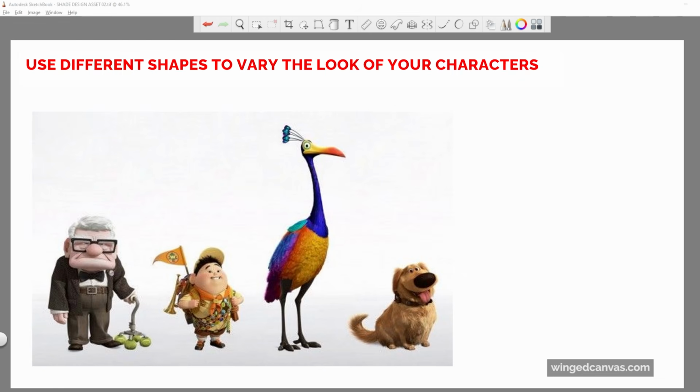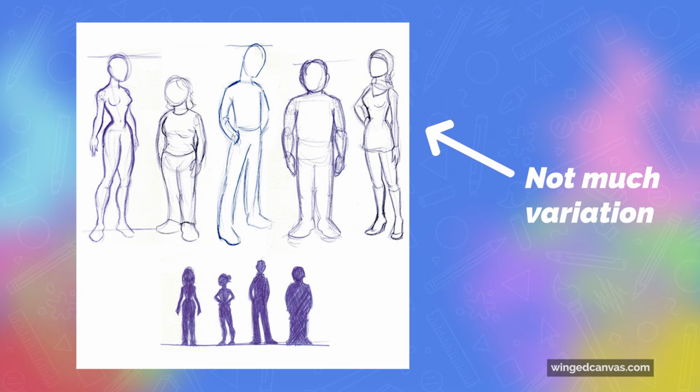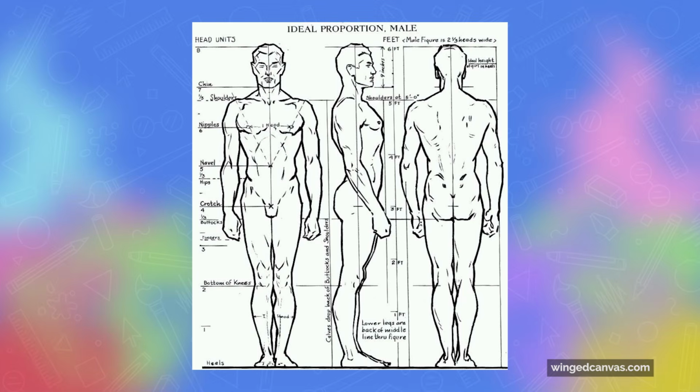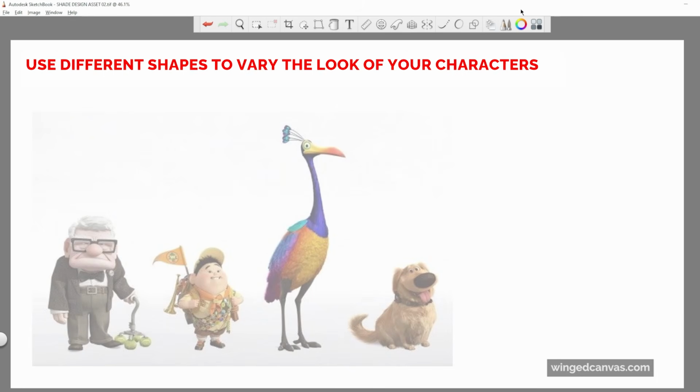A lot of the time I find that when we're designing human characters or human-esque looking characters, they end up feeling quite similar to one another, because when we're drawing humans, we give them similar proportions and similar features, and it becomes a little bit harder to separate them visually. But as you can see with the characters from Up, they very clearly used shapes to separate each of these characters: Carl being a square, Russell a circle, the triangle for Kevin, and a rounded square for Doug.